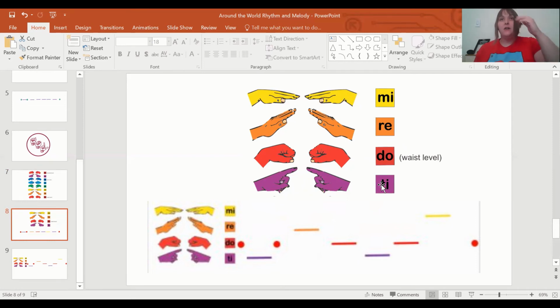Now let's try those two pieces together. Do, ti, do, re, do, ti, do, mi. And we're just missing one more note at the end. Do, ti, do, re, do, ti, do, mi, do.